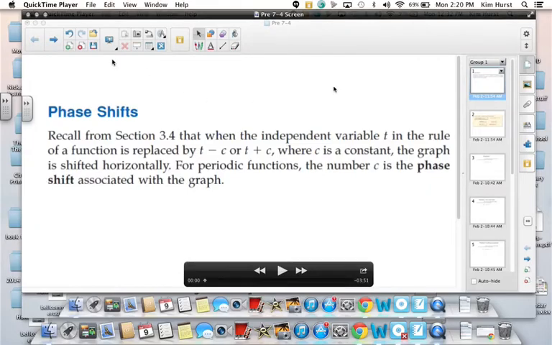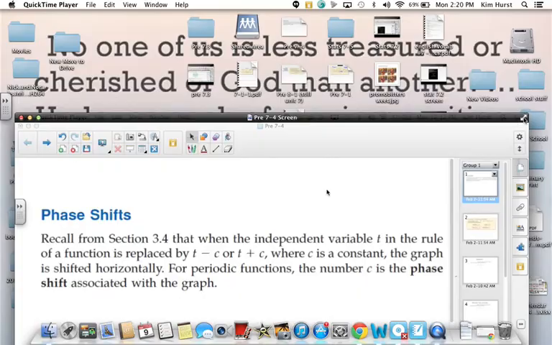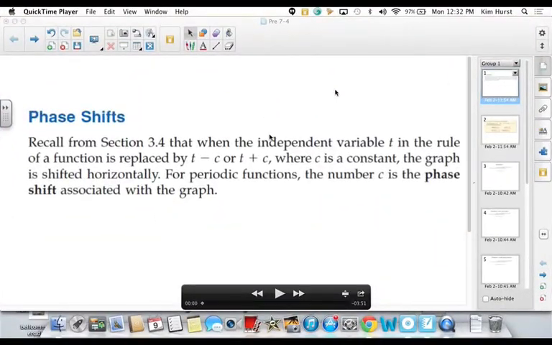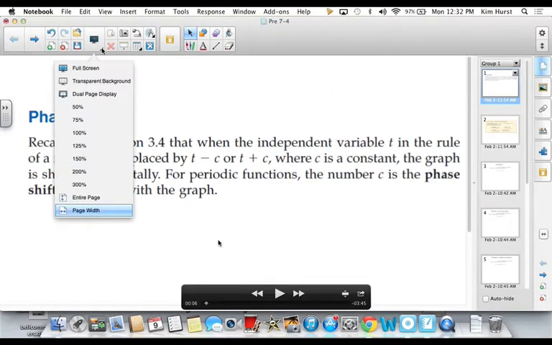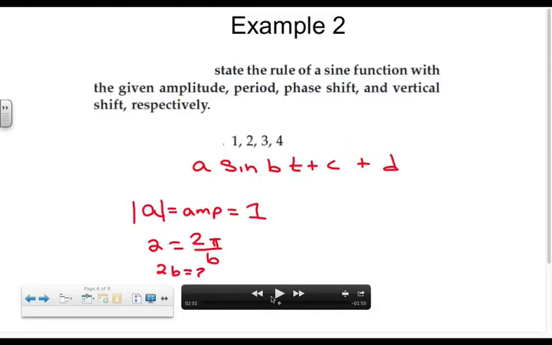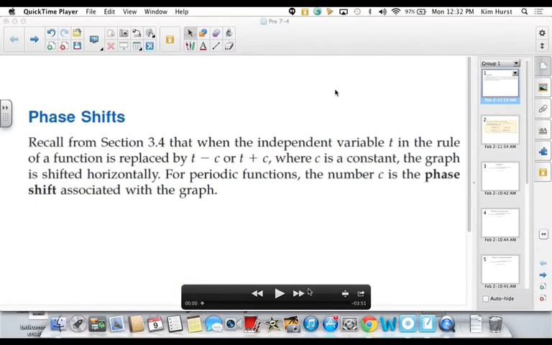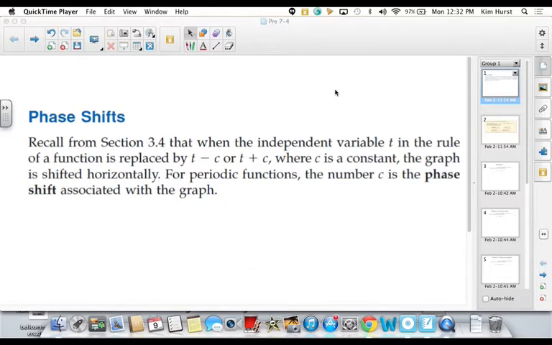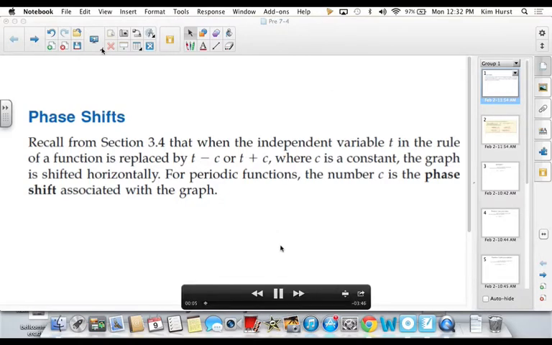Okay, so this is probably one of the more difficult of the lessons that we're doing. This is section 4. What we're going to talk about today is something called phase shifts and vertical shifts, and we're going to continue with periods and amplitudes.